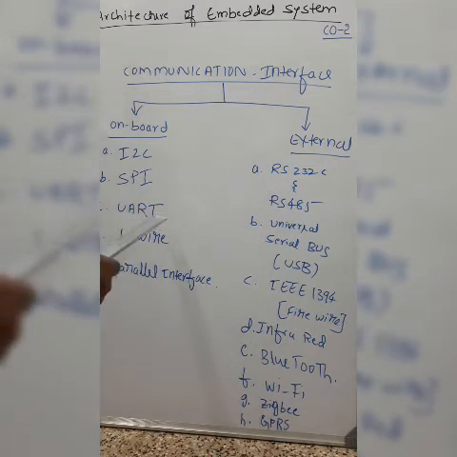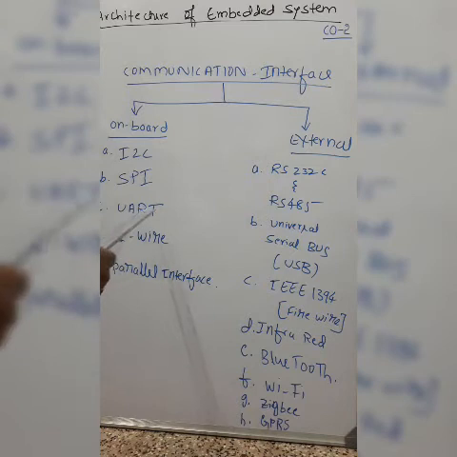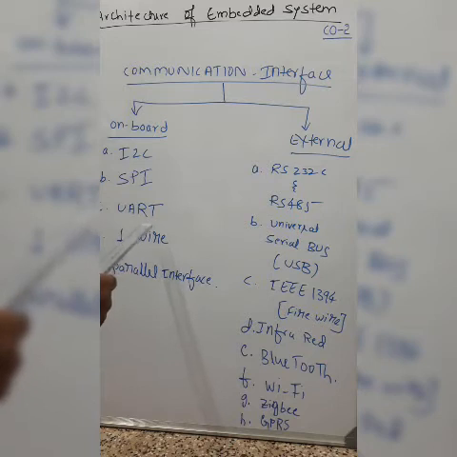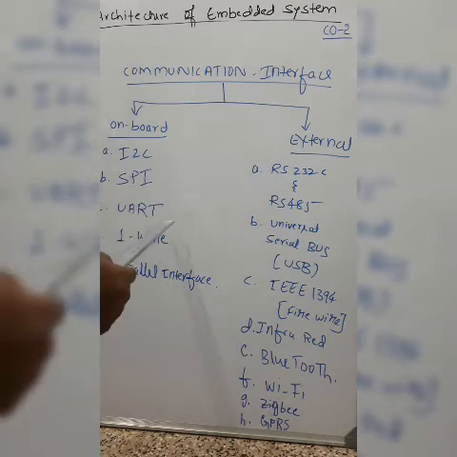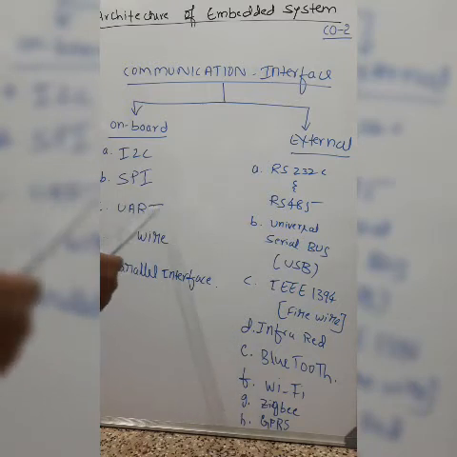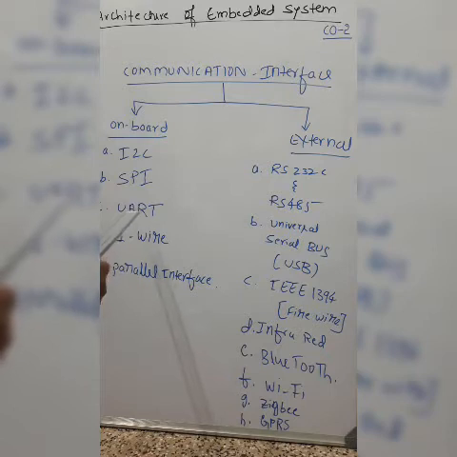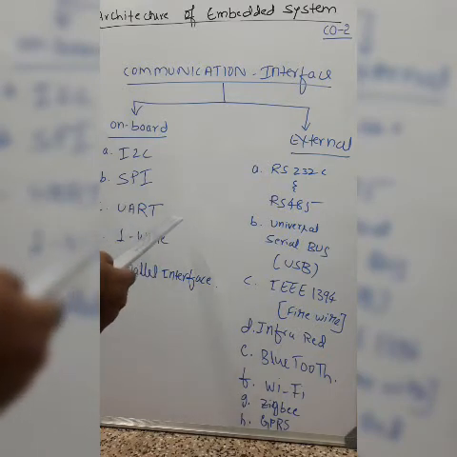Coming to the UART, Universal Asynchronous Receiver Transmitter. Because it is asynchronous, it is not clock frequency based, but the two devices communicating have to match with respect to bits per second, parity, that is the number of ones in the data, and the number of start and stop bits between the data that is sent between the two devices.